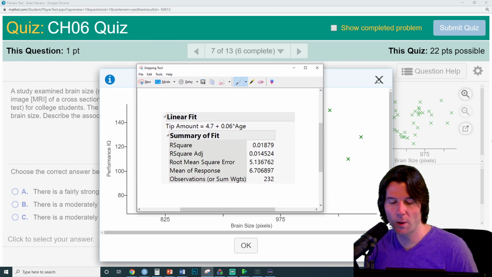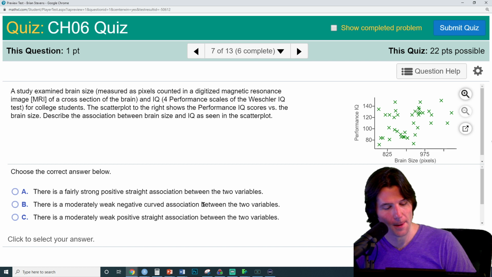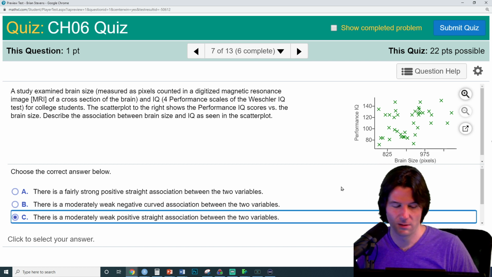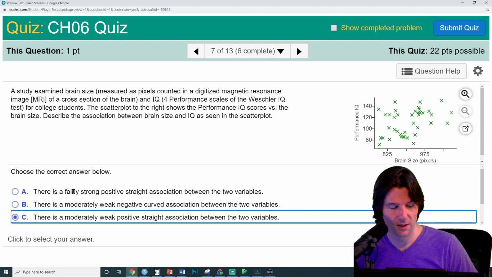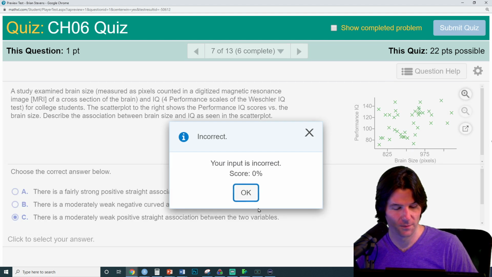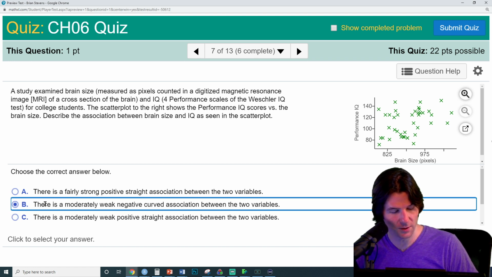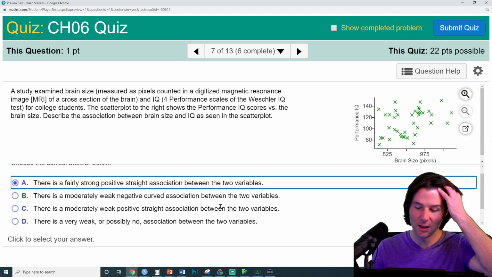Weak positive. Yeah, weak positive sounds about right. It's very weak, though. A weak positive. Yeah, sure. A fairly strong no. It's not strong. It's not weak negative. Oh, wait. Is it curved? Wait, it's not negative. Wait a minute. Really? Oh, wait.